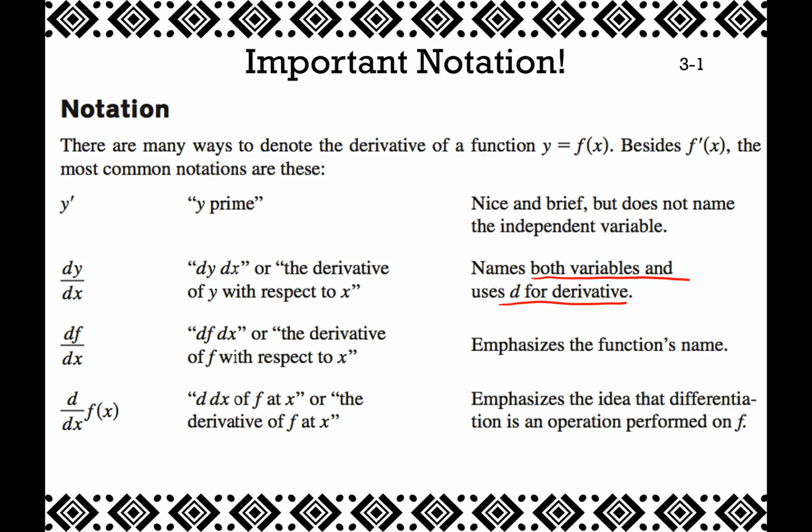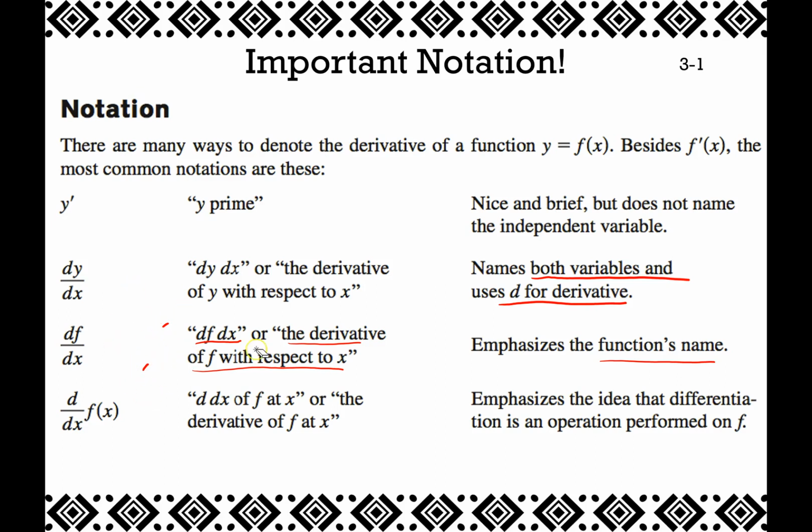All right, the next one is df dx. That's how we would pronounce it. It's the derivative of f with respect to x. And this is nice because it emphasizes the function's name. So let's say it's the function f of x equals x squared, and I ask you to do df dx. That means take the derivative of the function f, and that would be 2x. And we'll learn about why it's 2x later today.